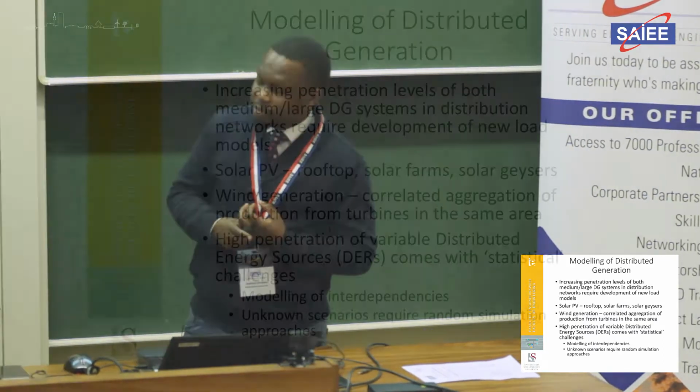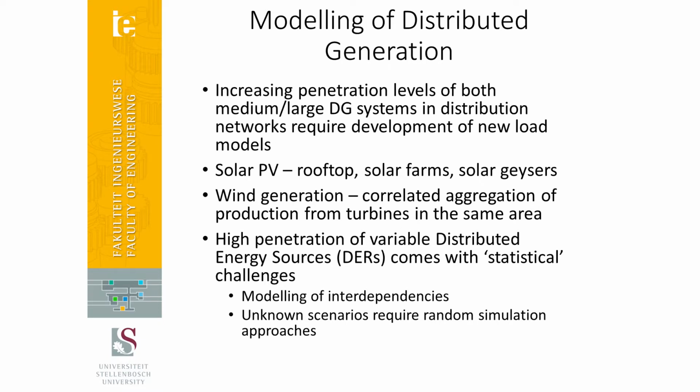The modeling of distributed generation changes our perspective on load modeling. So there are increased penetration levels of renewable energy, as we know. What happens is that with renewable energy, you have new forms of interdependencies that were not existent before. So for example, if you have wind farms that are in the same area, they're likely to ramp up and down together. So there's high correlation between those farms and things like that.